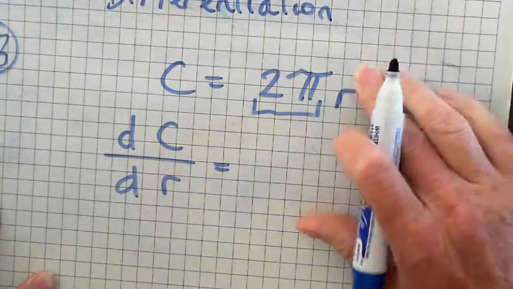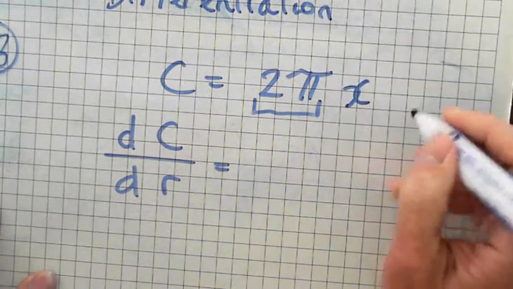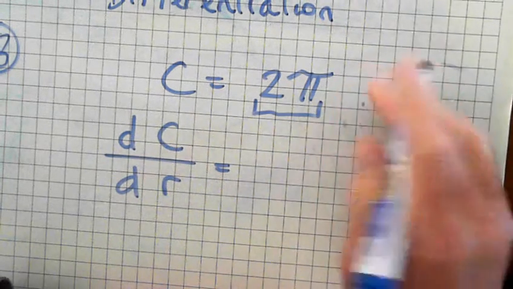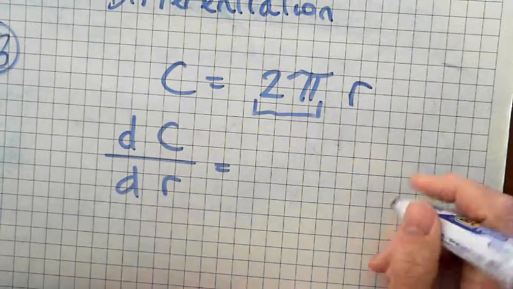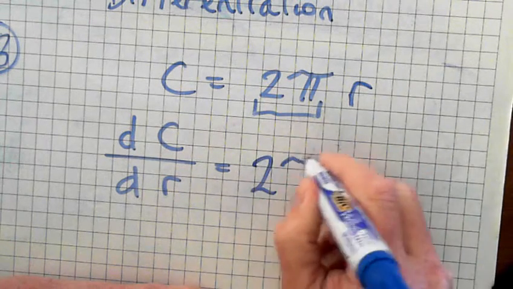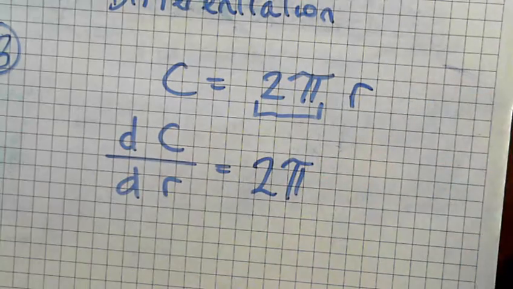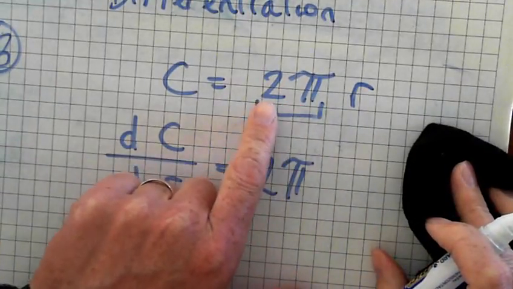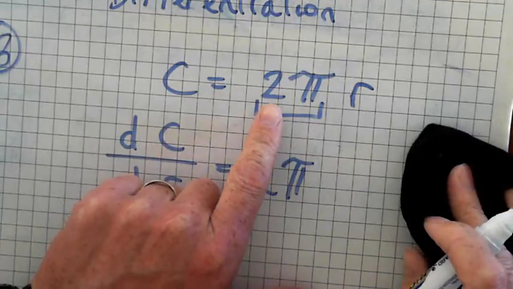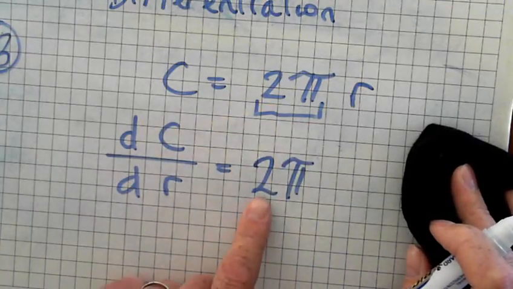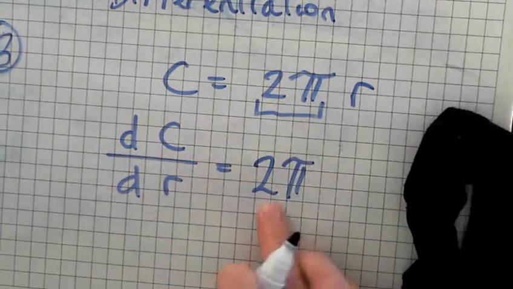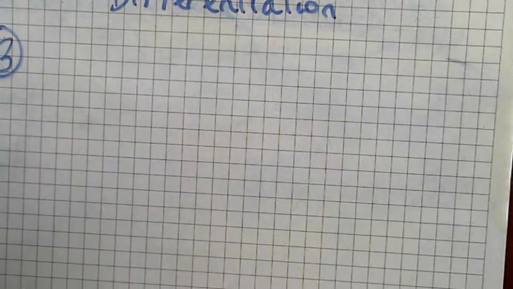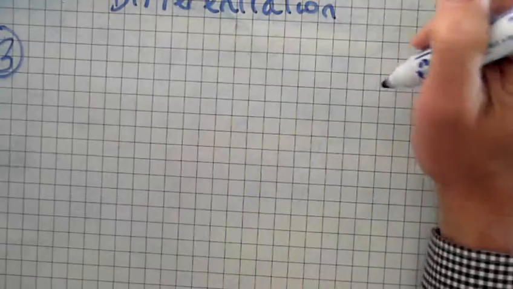A better example, if that was 2 pi x, what do you do? You get rid of the x. And because it's r, we get rid of the r. Remember, pi is a number, 3.14 times 2, 6.28. So this is 6.28, 2 pi. Can you write that as well? Well, they'd prefer if you wrote the answer like that.